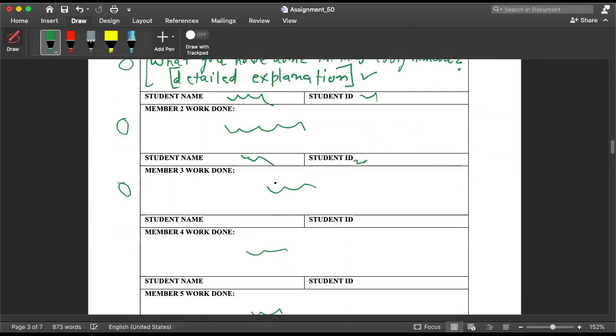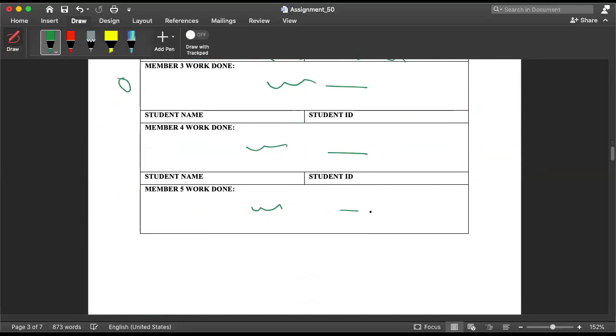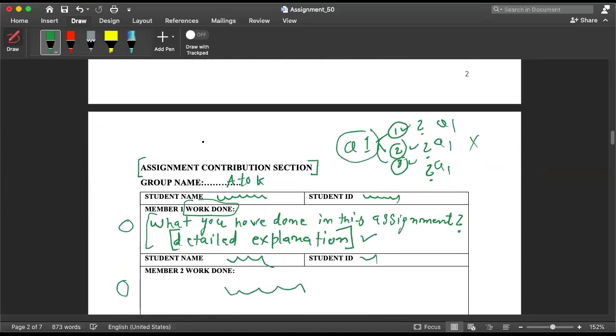If you simply write your name and your student ID and then leave it blank, or just write 1 or 2 words, you will get very, very low marks. In fact, you can get a 0 score, right? So this section is very important. Keep in mind, all right? This section is very important. So you have to fill this section.